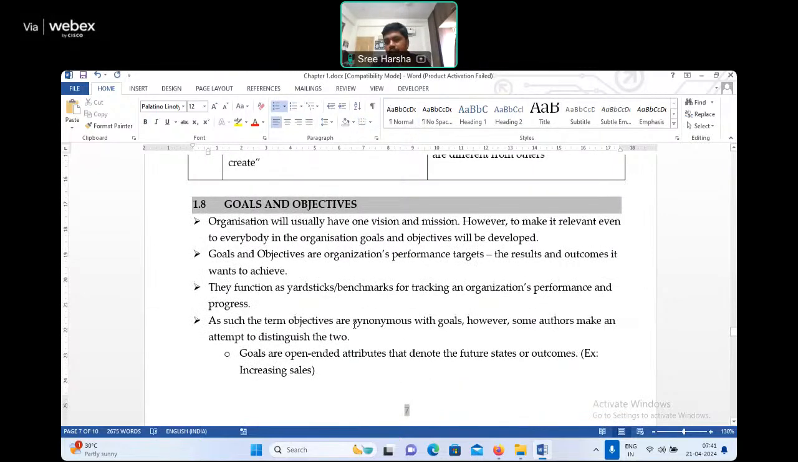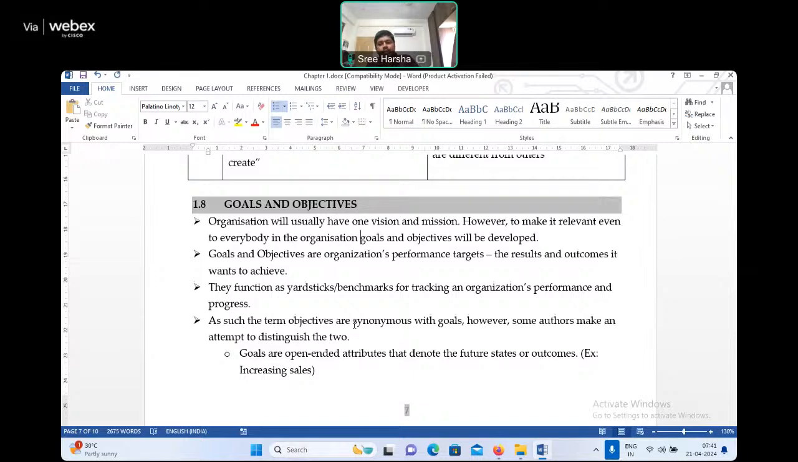Goals and objectives. Vision and mission will only be one statement at the top level. At the corporate level, there will only be one statement, which is vision and mission. However, that vision and mission should be translated in a relevant manner to each and every individual. They become goals and objectives. For example, vision and mission will be there at Mukesh Ambani level. But I am a small employee at Reliance. How will that vision be related to me? I need to know the vision, but at the same time, how will that be relevant to me?